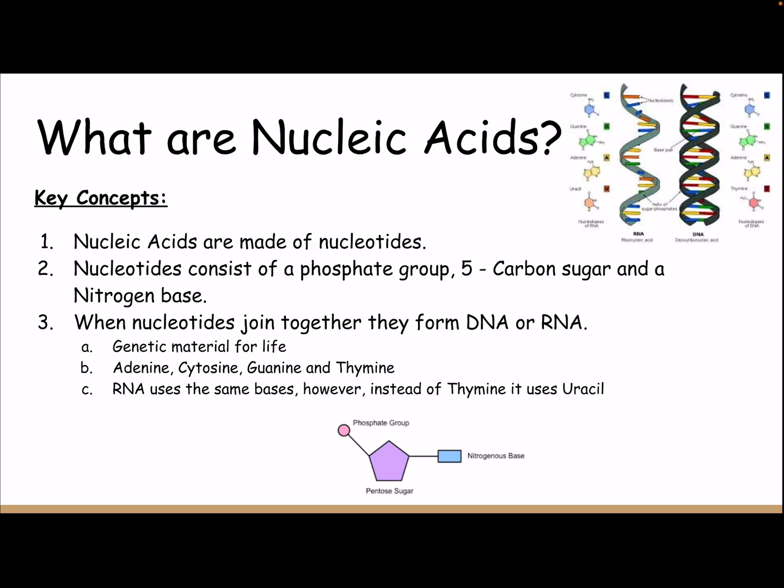And then finally, to wrap it up, we talked about nucleic acids. We have two types of nucleic acids, DNA and RNA, both of which are made up of monomers called nucleotides. A nucleotide consists of a phosphate group, a 5-carbon sugar, and a nitrogen base, okay?